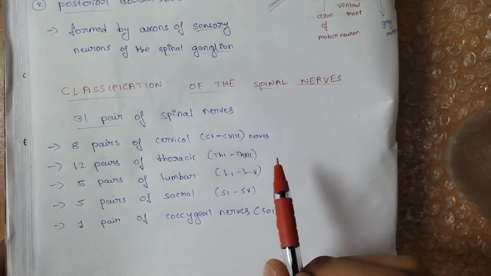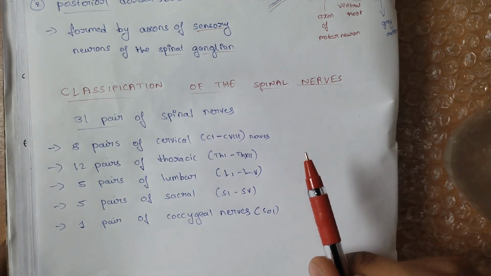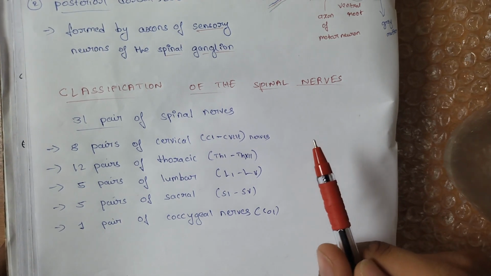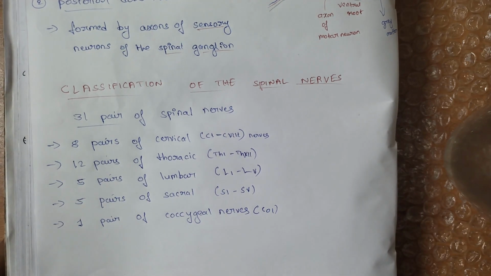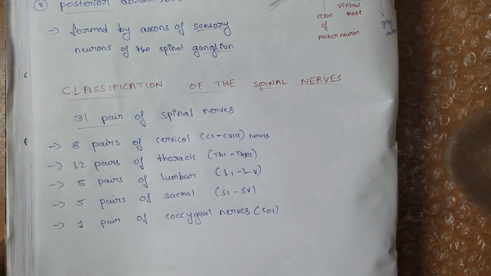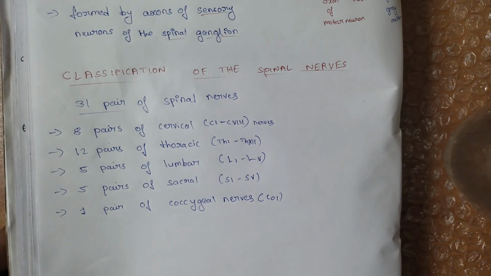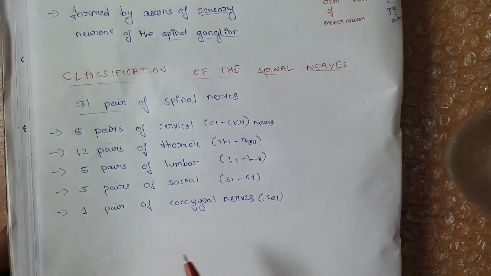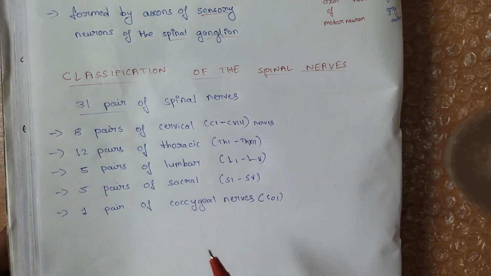Now coming to the classification of spinal nerves, there are totally 31 pairs of spinal nerves present. They are fixed. There is no 30, 28 or 32 like this, but they may vary in vertebrae. 8 pairs of cervical nerves C1 to C8, 12 pairs of thoracic T1 to T12, 5 pairs of lumbar, 5 pairs of sacral, 1 pair of coccygeal nerve.